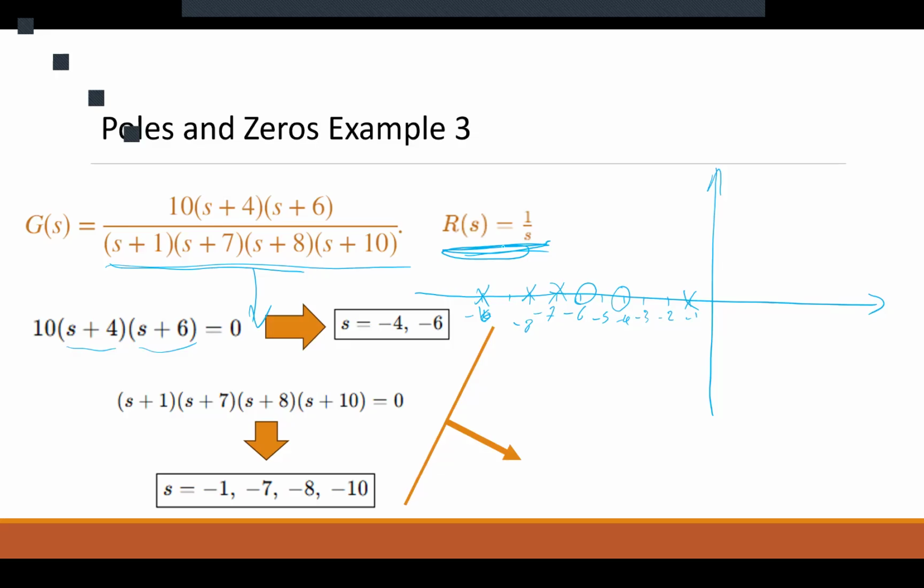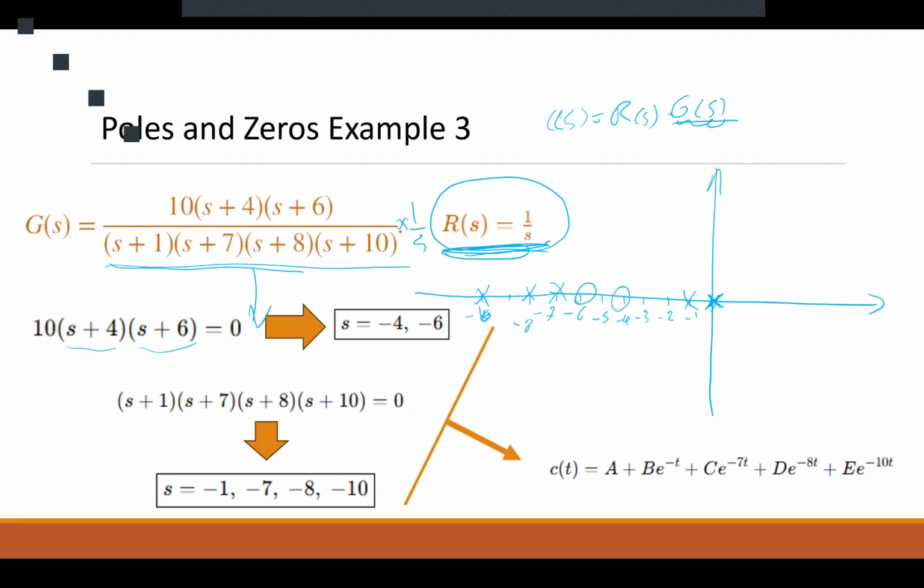The input. C of S is going to be R of S times G of S, right? So if you multiply this G of S by 1 over S, what would be added to our plot? A pole at 0. So we have a pole at 0. Okay?